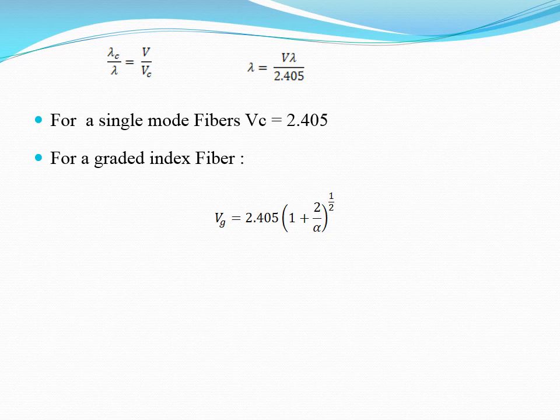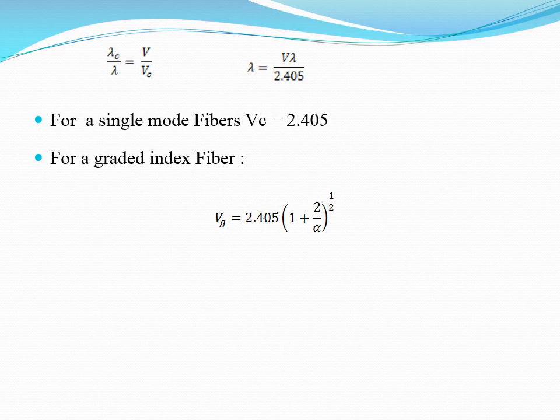So for single mode fibers, you can see that Vc is 2.405. Normally the single mode fiber is used in step index type. So it is 2.405. But whenever I go with the multimode, we always represent a graded index fiber. So that is Vc equal to 2.405 into this particular factor. So here in step index we have only 2.405, whereas in graded index we have 2.405 into a particular expression, that is 1 plus 2 by alpha to the power half. So the value of alpha is very important when you go with graded index.